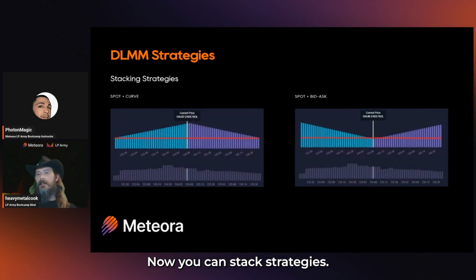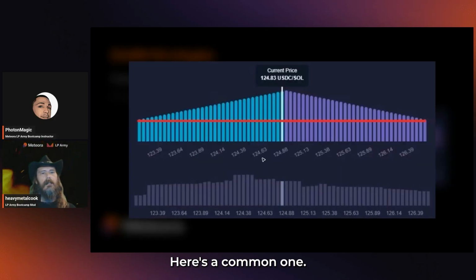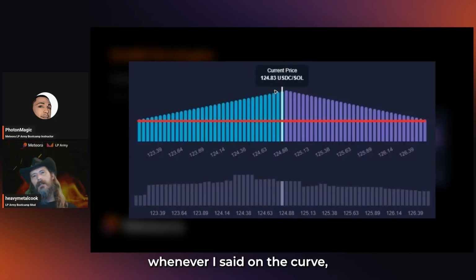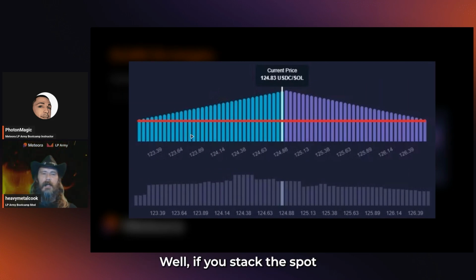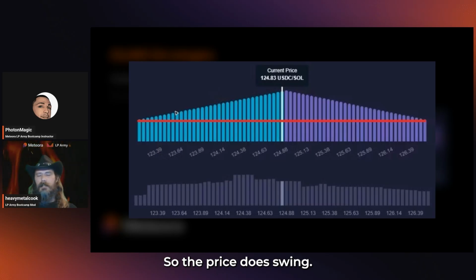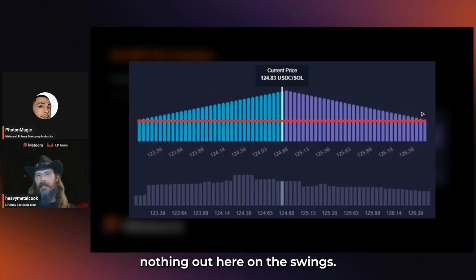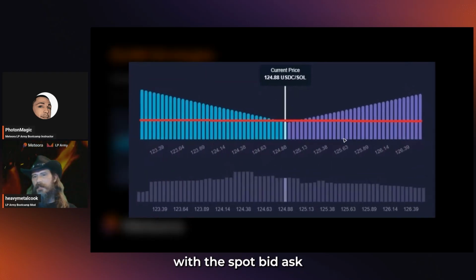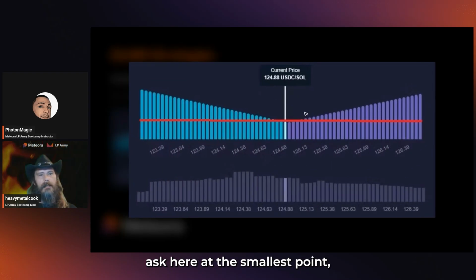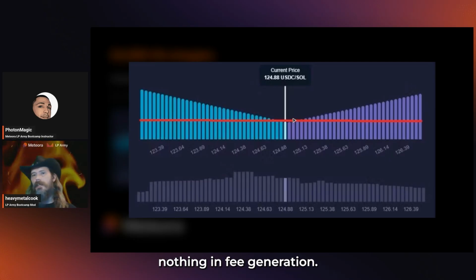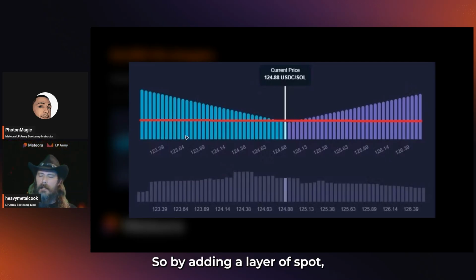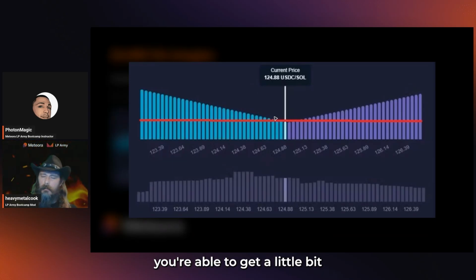Now, you can stack strategies. Here's a common one, because if you remember earlier, when I said on the curve, when the price swings out here to the outside, you're not earning very many fees. Well, if you stack the spot and the curve together, you're adding a little bit more liquidity out here on the edges so that if the price does swing, you're still earning a bit in fees, so you're not just getting nothing out here on the swings. The same thing with the spot and bid ask, because in a pure bid ask, at the smallest point, you're getting almost nothing in fee generation. So by adding a layer of spot, you're able to get a little bit more fee generation.